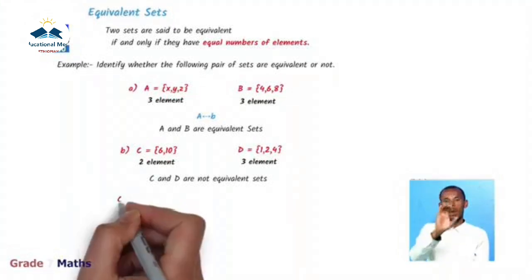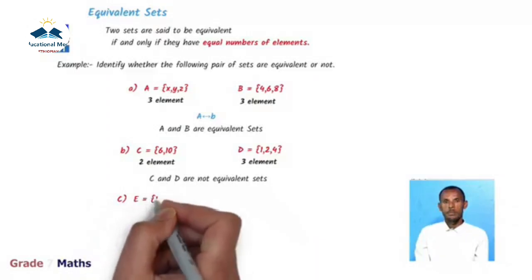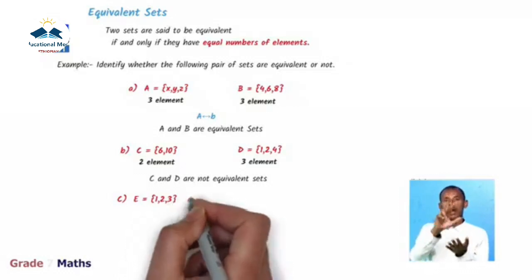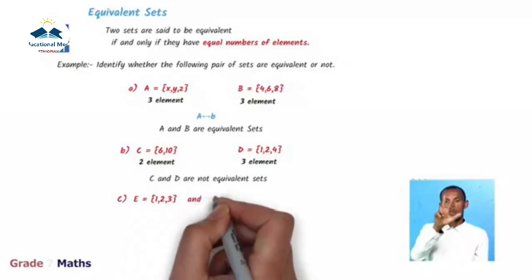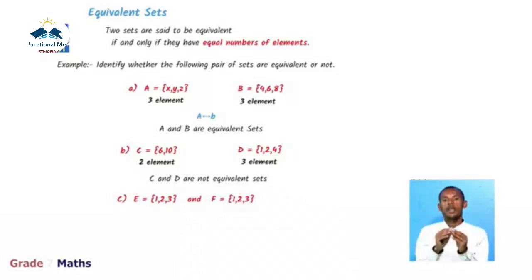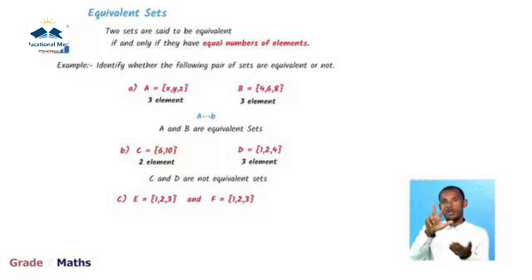Assume here set E contains the elements 1, 2, 3. Again, set F contains the elements 1, 2, 3. Okay, I'll give you 10 seconds for this question for you to try. Students, have you tried the question?